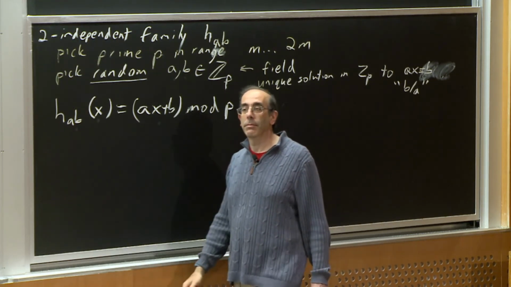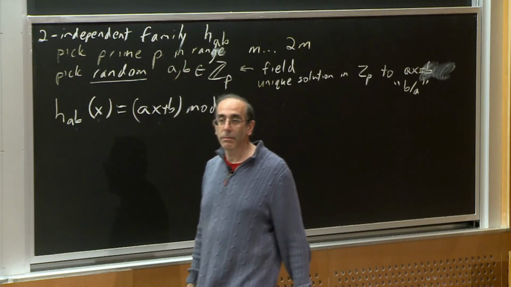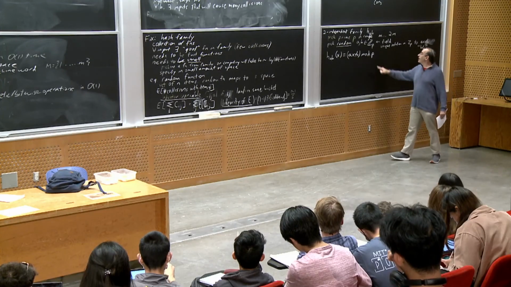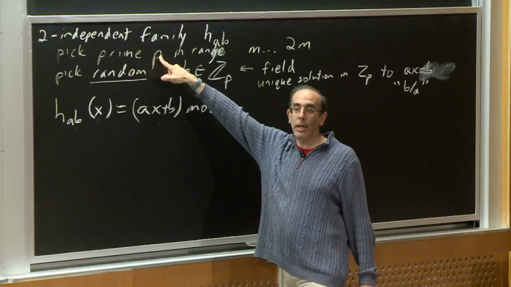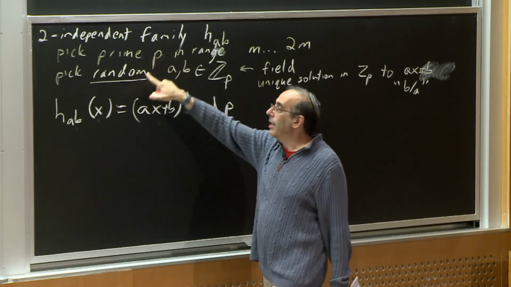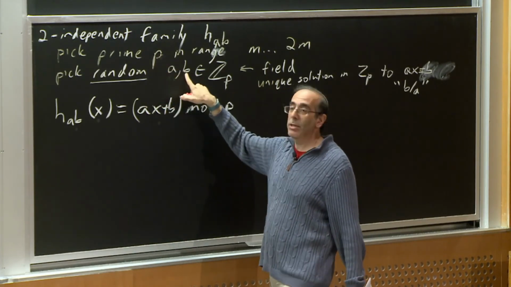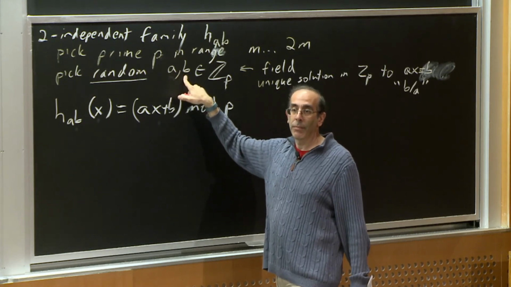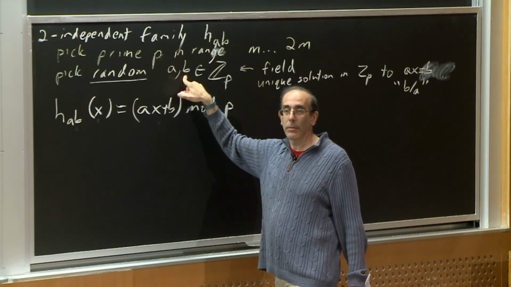Is the hash family parameterized by the random choice of p? P is not random. P can be chosen to be any fixed prime of the suitable size. The hash function is parameterized by these two integers a and b that we have chosen.